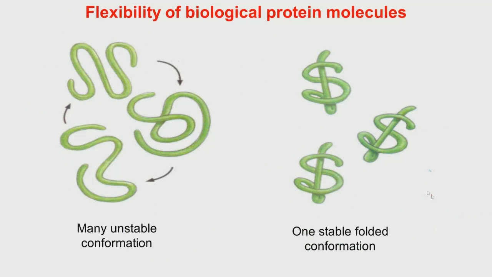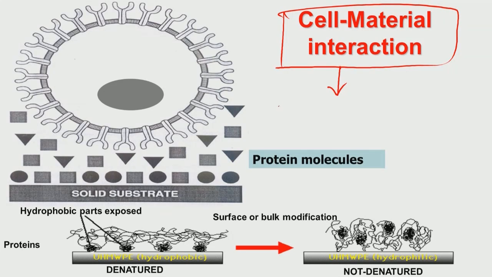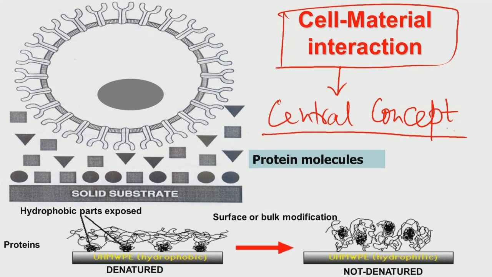So, now coming to this cell material interaction, let me explain this central concept, which is very important in the overall development of these biomaterials, because one has to understand this cell material interaction to the finest level as much as possible. So, let me begin with the typical description of a eukaryotic cell.